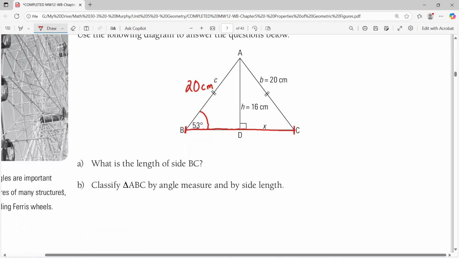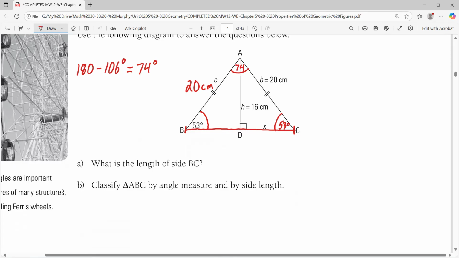Now, we should know if these two sides are the same length, then this angle will also be 53. Okay? And then what we can also do is we can figure out what this huge angle is here, which should be 180 minus 106, which is both 53s, and you get 74. So we know that's 74.